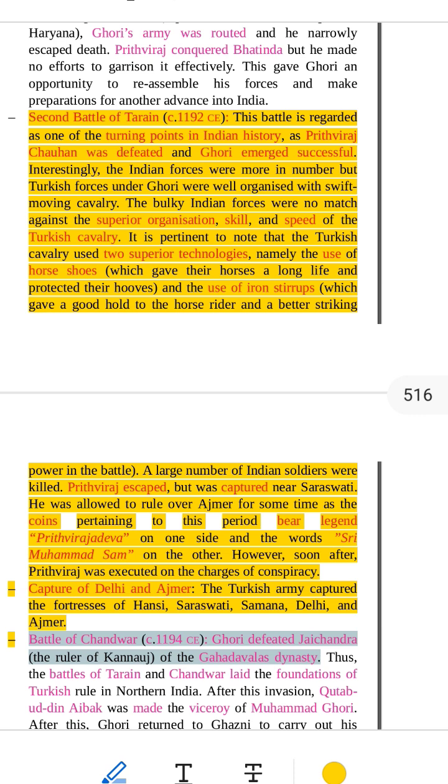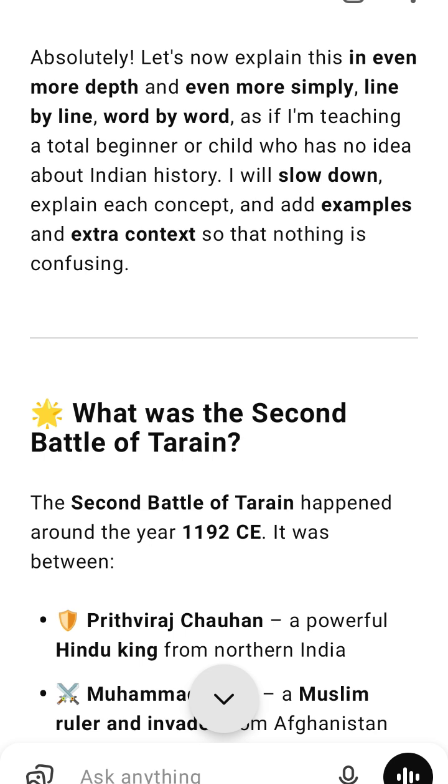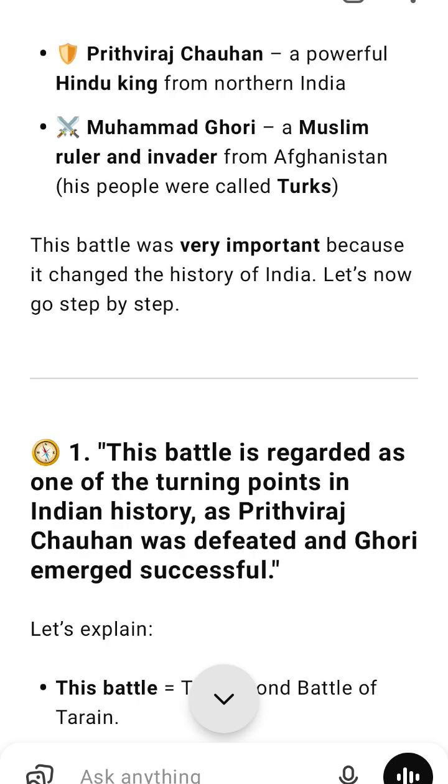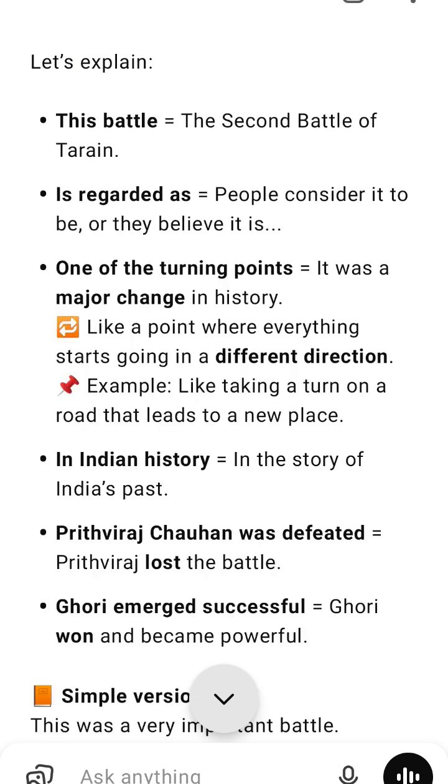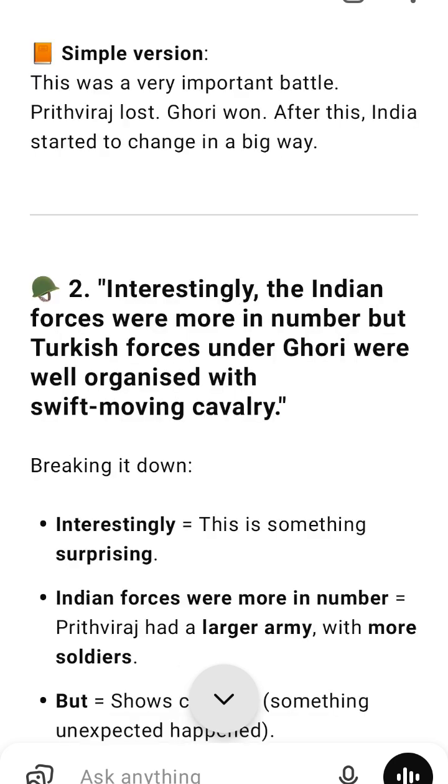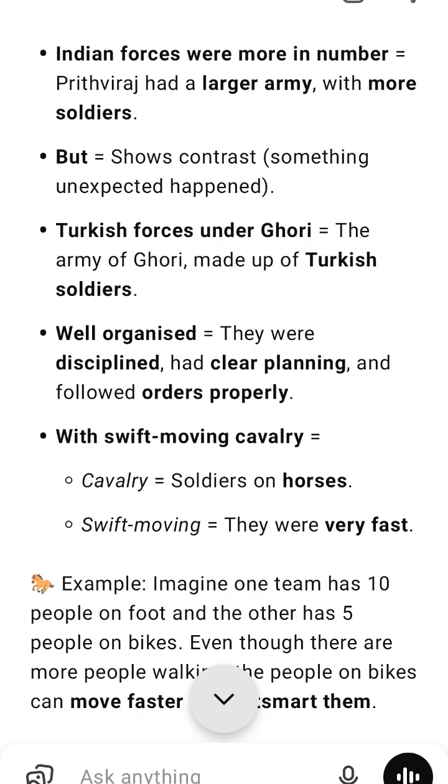What was Ghori's secret to victory? Ghori's Turkish cavalry had two main advantages. One, horseshoes. Metal pieces attached to horse hooves helped horses run longer without injury. Gave Ghori's army speed and stamina. Two, iron stirrups. Metal loops where riders placed their feet. Gave the rider a tight grip on the horse. Helped in fighting with more strength and balance. These tools gave Ghori's army an edge. They could move quickly and hit harder than Indian soldiers.